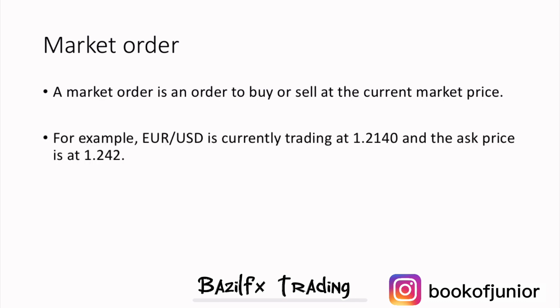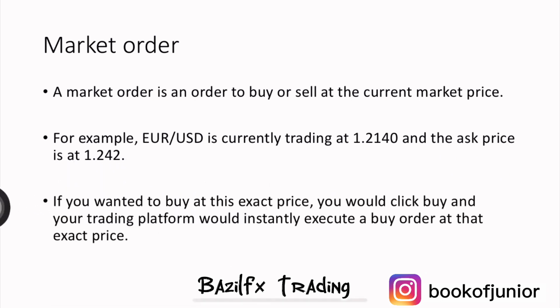So let's say the Euro USD is currently trading at 1.2140, and the ask price is 1.242. So if you wanted to buy at the exact price, you would click buy, and your trading platform would instantly execute the buy order at the exact price. So if you want to buy at the current market price, you just press buy on your MT4 or on your MT5. But if you want to sell, you just press sell. So if you press sell like this, it means you have sold at the current market price. That's what the market orders mean.